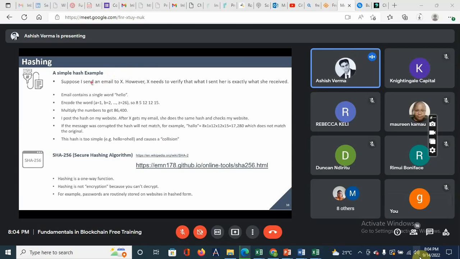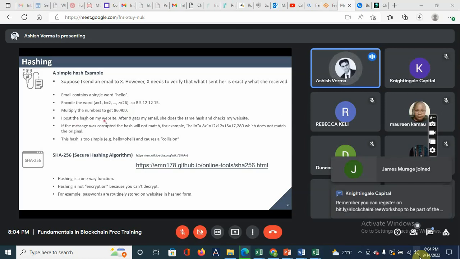Suppose that I send an email to X and X needs to verify that what I sent her is exactly what she received. If I'm sending a message, say, "hi X", then X wants to be sure that the message is "hi X" and it has not been tampered with in between, within the logistics. So let's say the email contains the word hello. We encode the word: A is equal to 1, B is equal to 2, and Z is equal to 26. Since H is the 8th letter, we have the sequence 8, 5, 12, 12, and 15. We multiply these numbers, and this is the result we get after multiplication: 86,400.